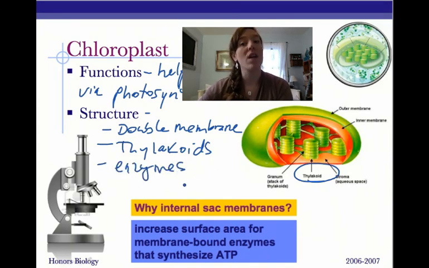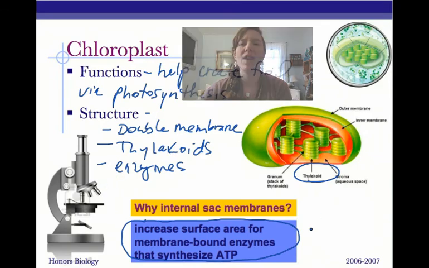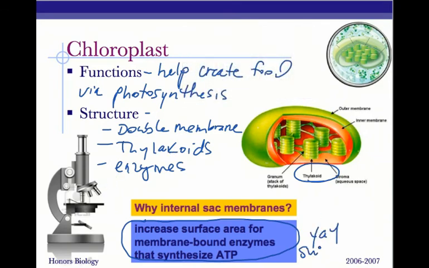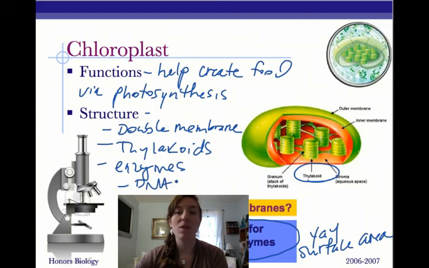So, the more thylakoids, the more membrane. And the more membrane, the more chemical reactions we can have going. Surface area is really an important thing in cells. Just like mitochondria, chloroplasts also have their own ribosomes and DNA.